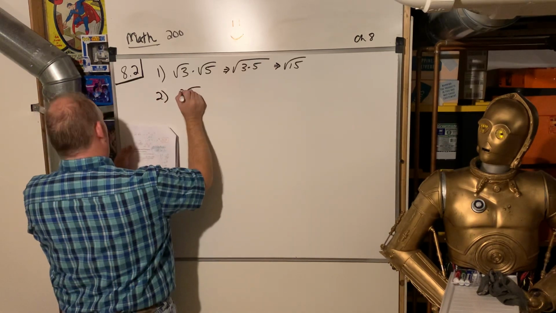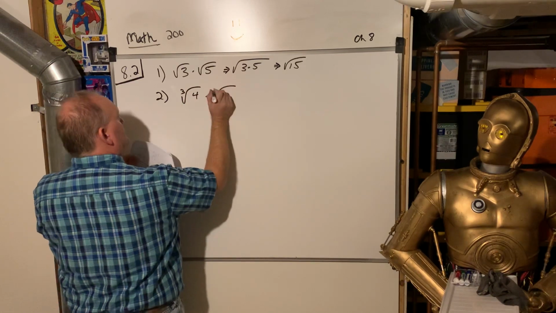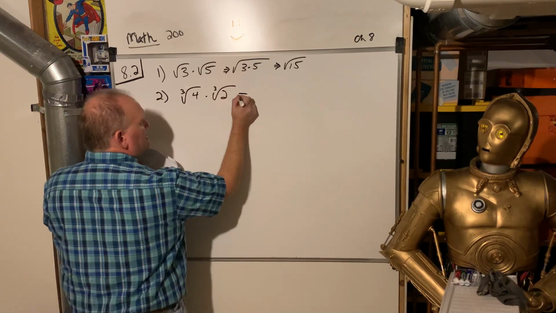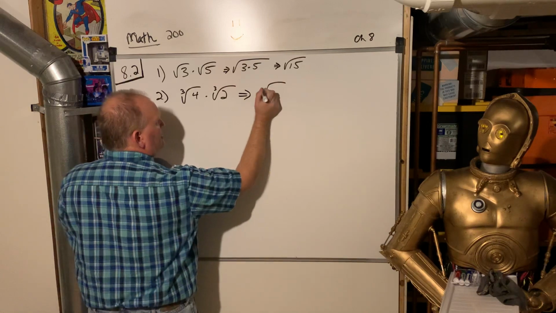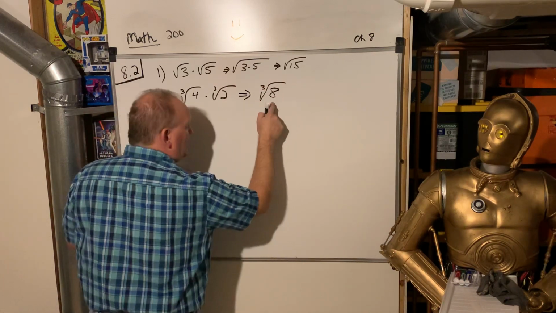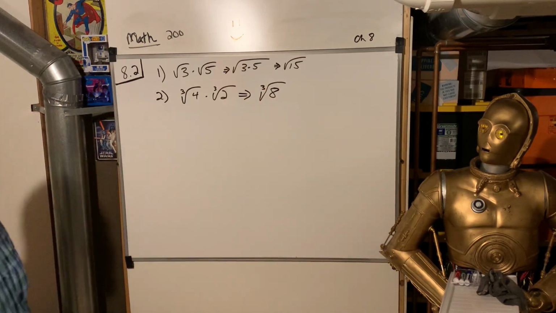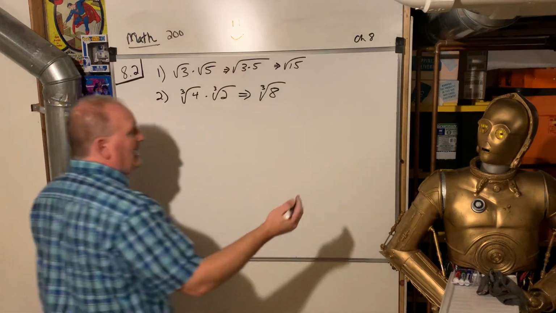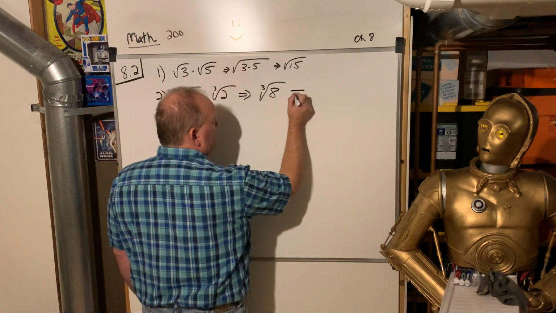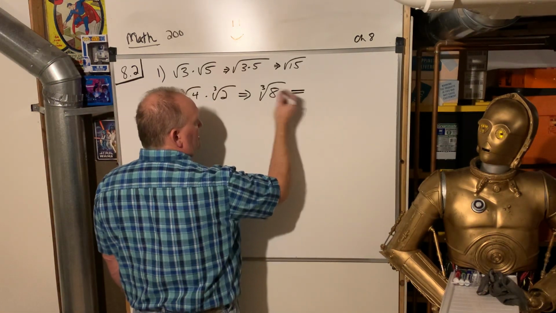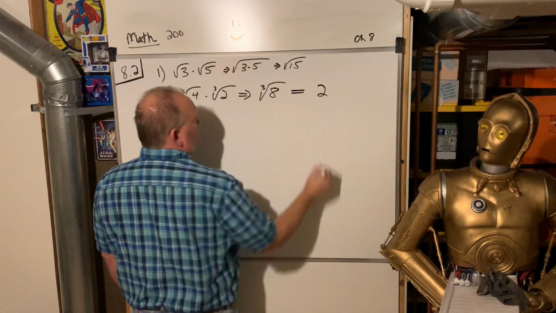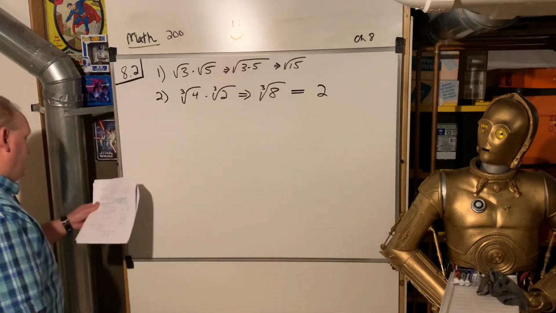All right, 2. We've got the cube root of 4 times the cube root of 2. Oh, and so this is interesting. So you do that. That is the cube root of 8. But the cube root of 8 happens to be a perfect cube. So now you can bust out the equal sign and say that is equal to 2. The cube root of 8 is 2.